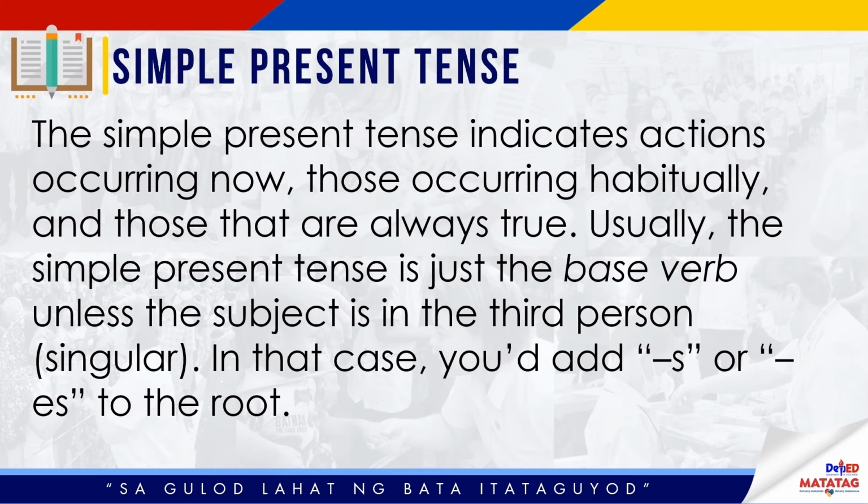Now let us talk about simple tenses. The simple present tense indicates action occurring now, those occurring habitually, and those that are always true. Usually, the simple present tense is just the base form of the verb, unless the subject is in the third person, and in that case, you have to add s or es to the root word.